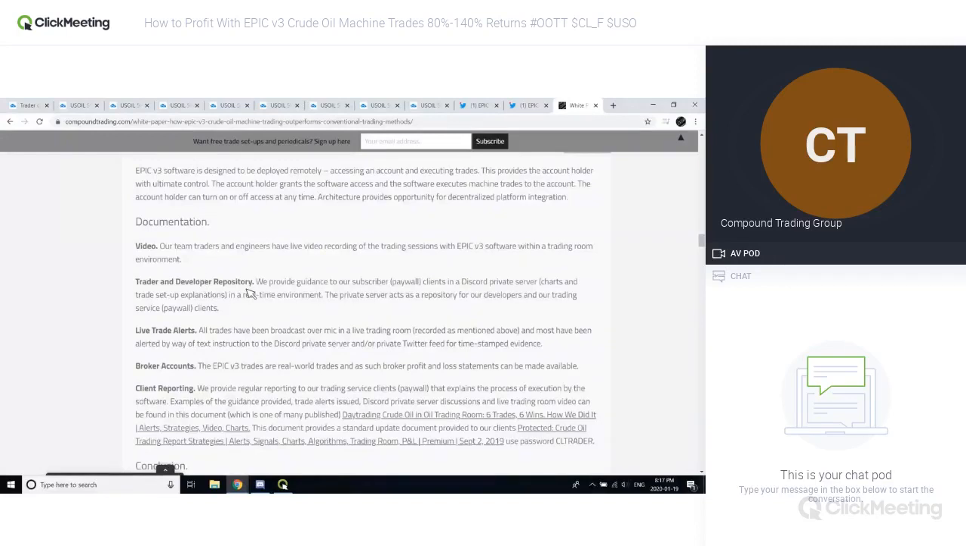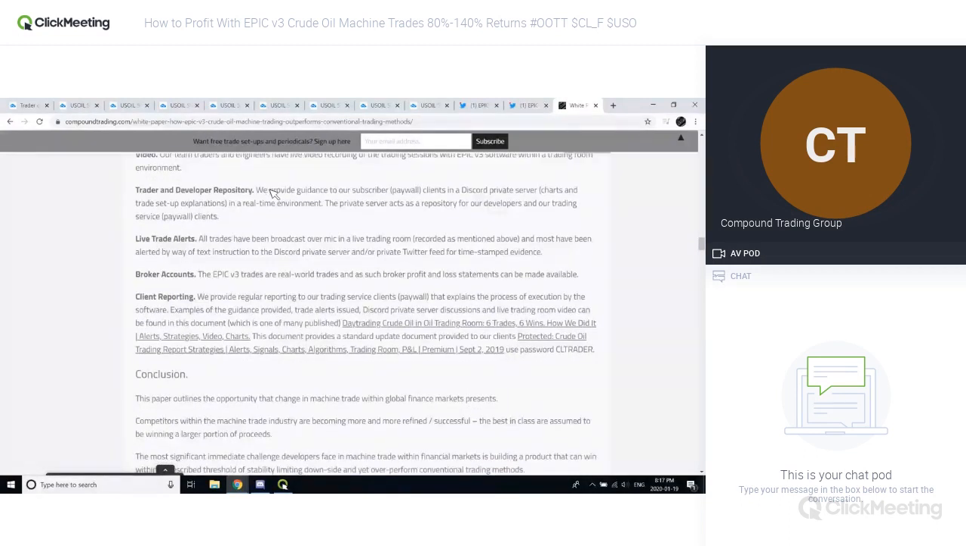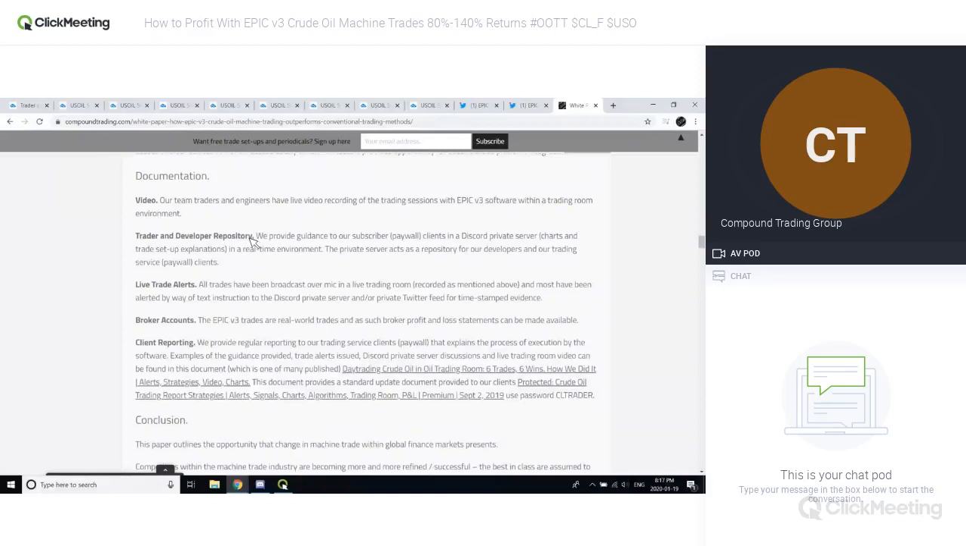We have the trader and developer repository, so that's on Discord I was showing you. So all of our trades are in there, all of the charting, all of the guidance. So a huge learning repository. And then the live trade alerts. Of course, that's another documentation. Those are all time-stamped. And then broker accounts.